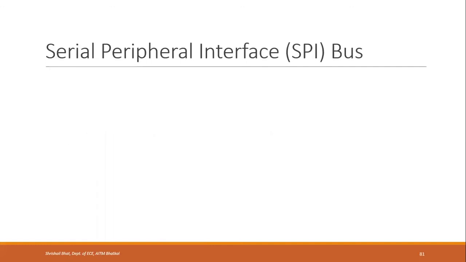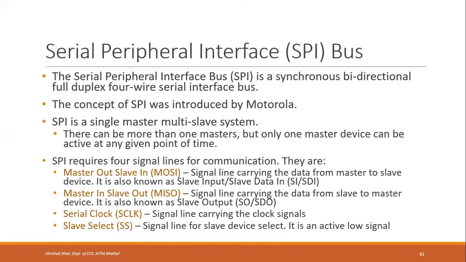The next kind of interface is the serial peripheral interface. Today we will look at this serial peripheral interface bus, which in short we call SPI. As the name suggests, this is also a serial communication, just like I2C. It is synchronous, meaning synchronization is achieved through a clock. Even in I2C there was a clock, so we call that synchronous. Here also it is synchronous, and it is bidirectional, just like the previous case.